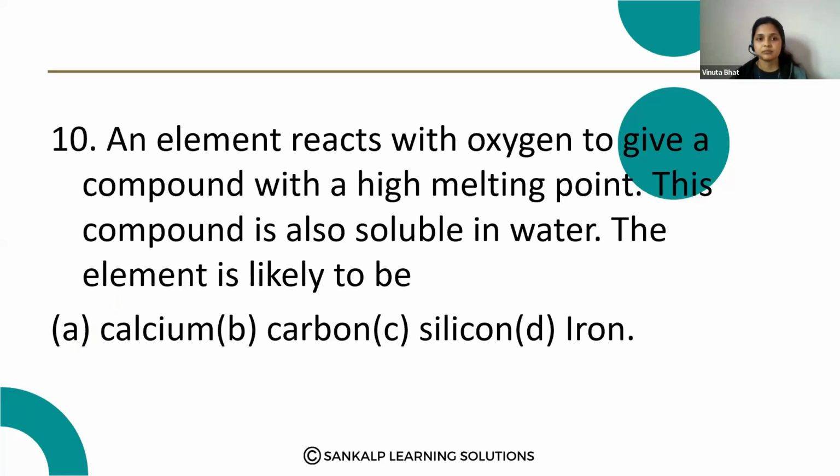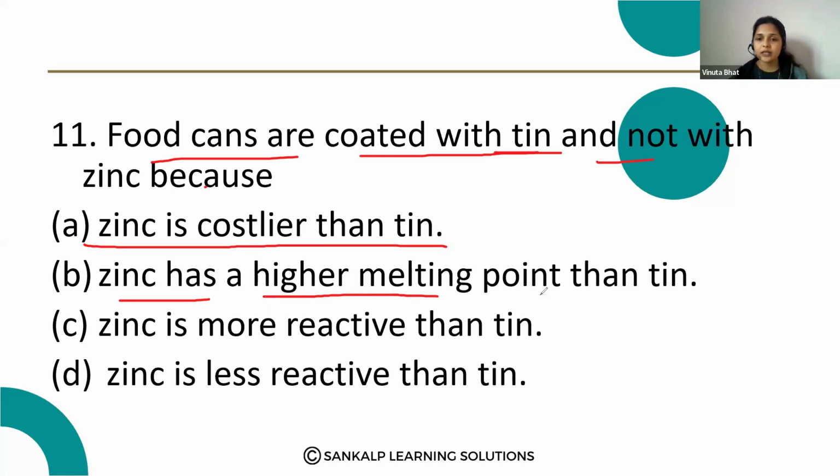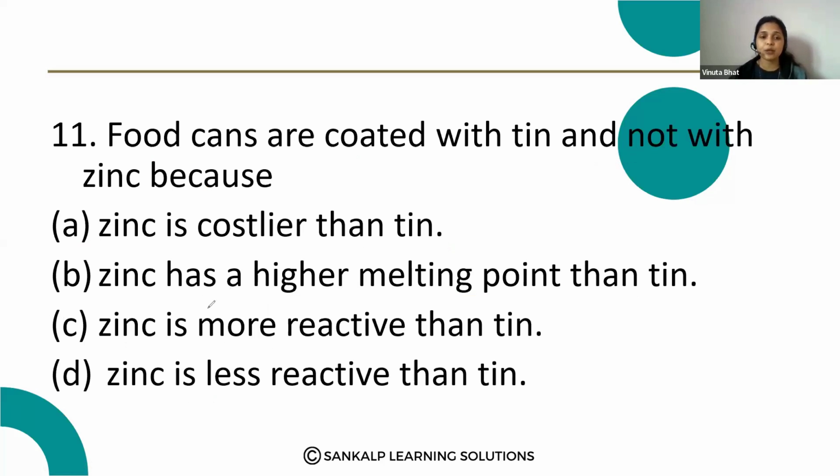Next question. Food cans are coated with tin and not with zinc because: zinc is costlier than tin; zinc has a higher melting point than tin; zinc is more reactive than tin; or zinc is less reactive than tin. So what is the reason behind this? Why is tin used, not zinc? Because zinc is costlier than tin?